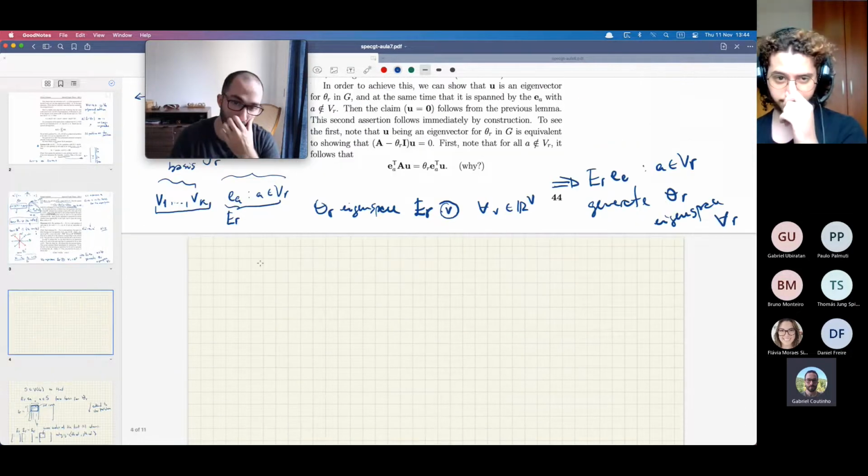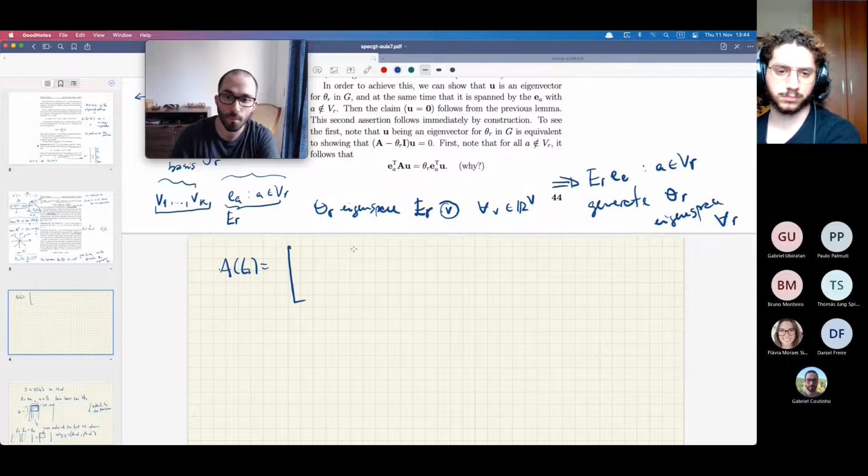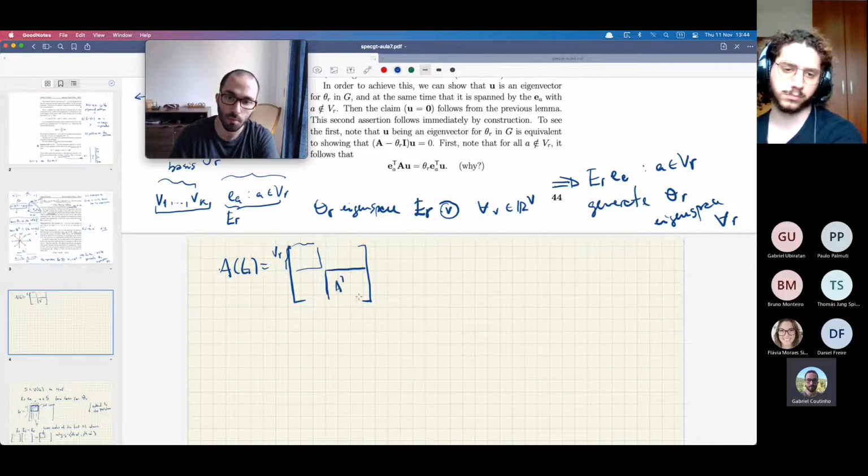So what is the drawing here? Imagine that I have my matrix A of G, right? Suppose that these are the vertices corresponding to V sub R, and I am going to delete these vertices. So this thing here that remains is A prime. Now I am assuming that A prime times U prime is equal to theta U prime. And I'm also defining U to be a bunch of zeros and U prime on the bottom.